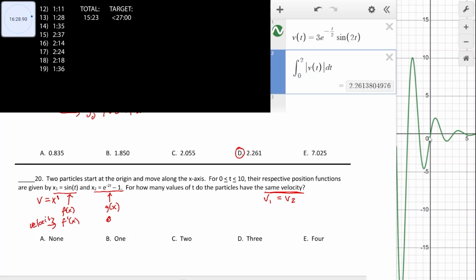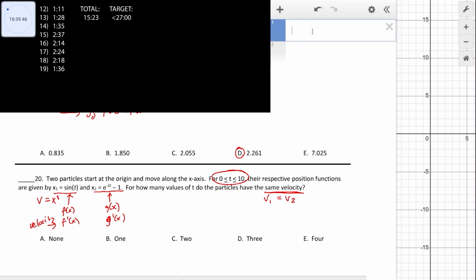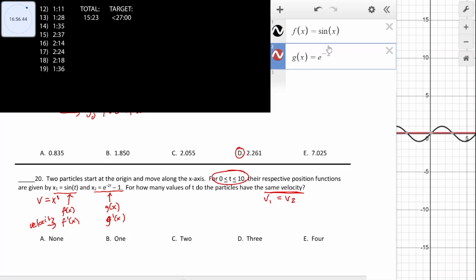And g prime. And what we're going to be looking for, on that interval from 0 to 10, is points of intersection. Those are going to be places where the velocities are the same. So let's type in those two functions. f(x) equals sine x, and g(x) equals e to the -2x minus 1.